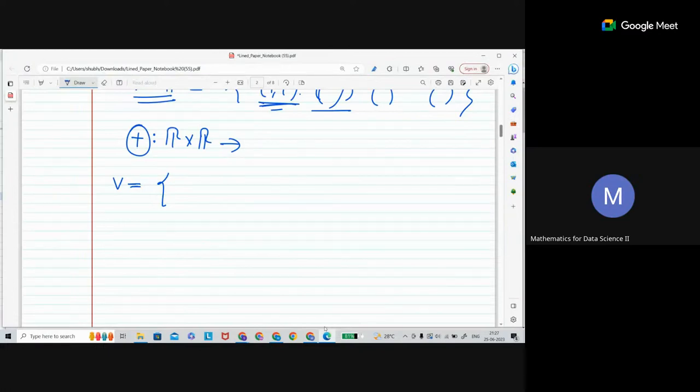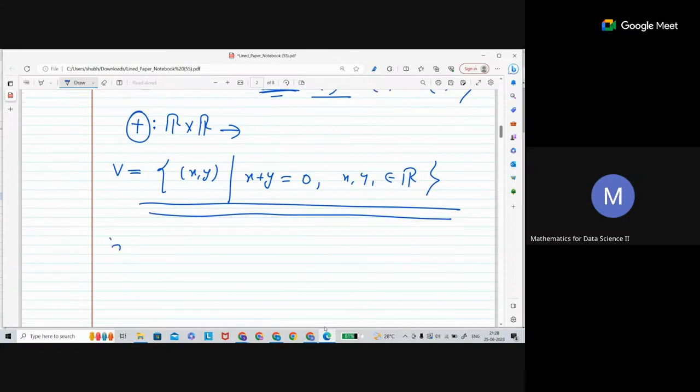So let's say I'm taking an element which follows some condition. Pairwise I'm taking elements, and what it will follow is that once you add these two, you will get zero, where x and y both belong to R. I'm taking this set. Can you tell me the possible elements? 1, -1, 2, -2. Basically, x equals minus y. That means if the first element is positive, the second will be negative. Yes. Zero also. This set has infinitely many elements.